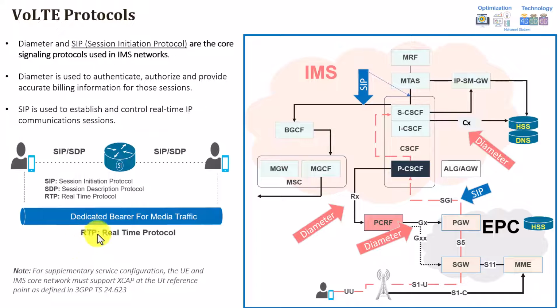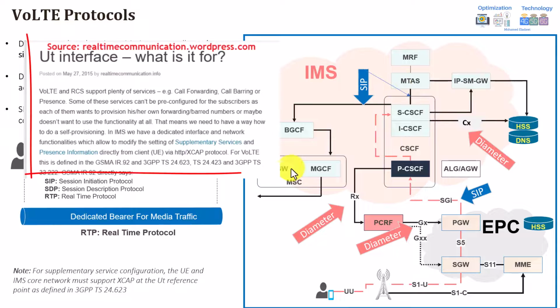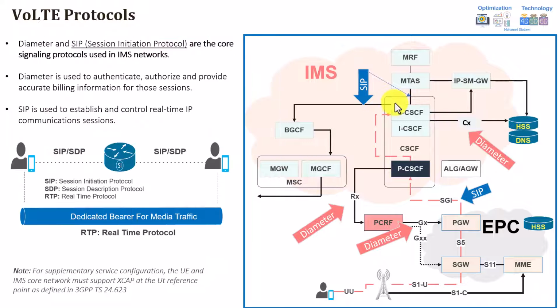The last protocol is the Real-time Transport Protocol, RTP, and this is usually used to carry the media traffic, and it is carried through the dedicated bearer. There is also one interface and protocol between the users and the MTAS directly. It's called the Ut interface, and it uses a protocol called XCAP, used for the supplementary services as mentioned here. If you'd like to get more details, you can refer to the HBB about this point. So now let's move forward to the next part.